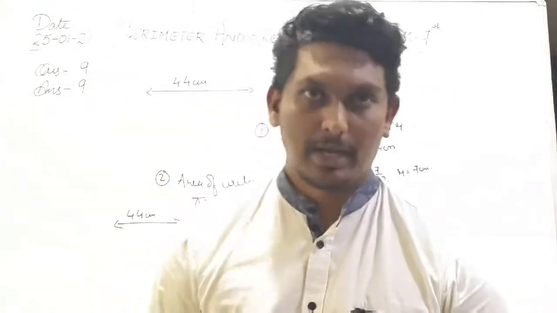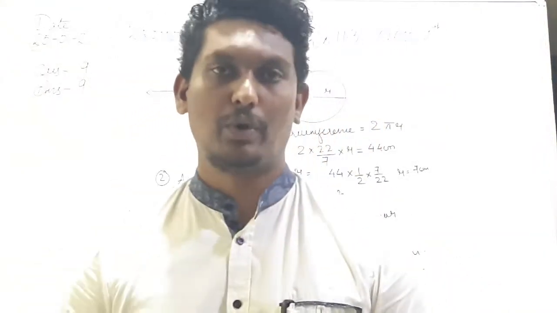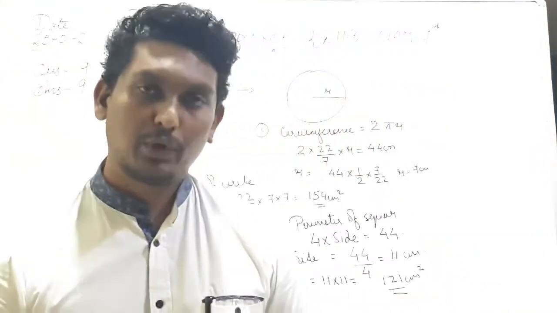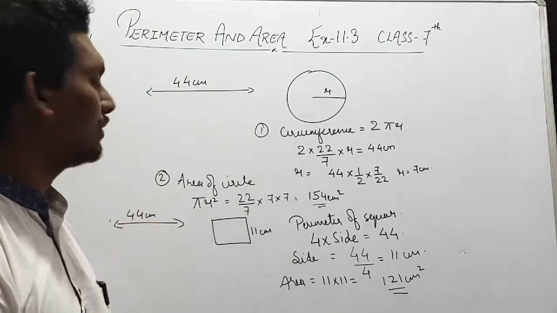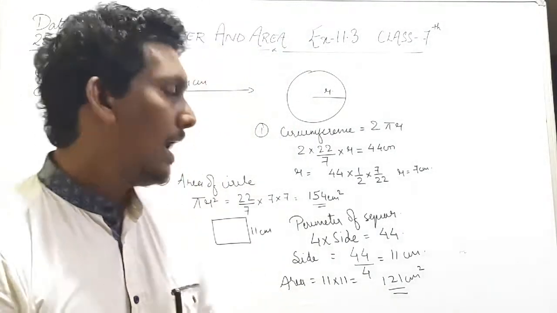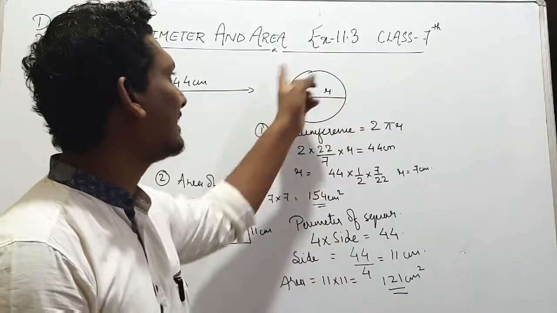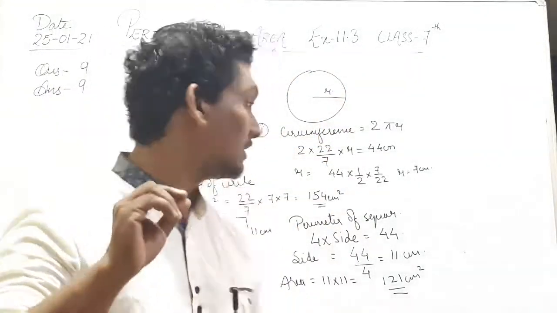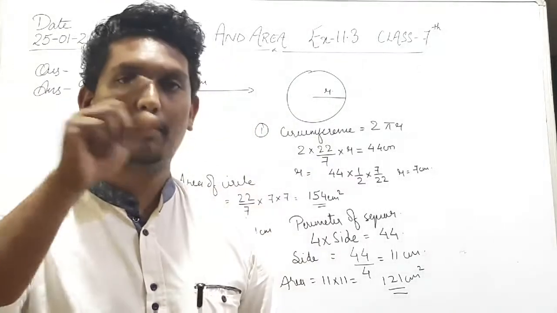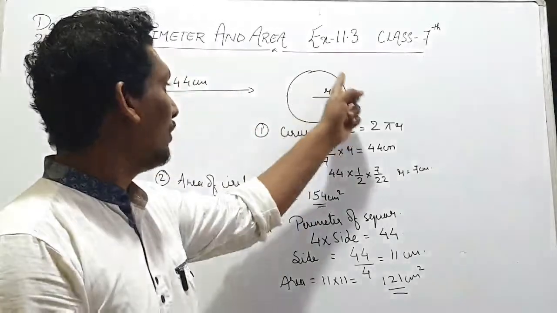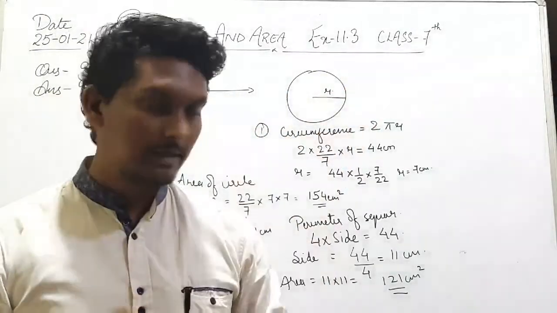Now come to question number 9. This question is homework for you. Let me tell you what you have to do in this question. First, one wire is given whose length is 44 centimeter, and the first shape made was a circle. With this wire whose length is 44 centimeter, we have made a circle. So the whole circle is made up of the wire.